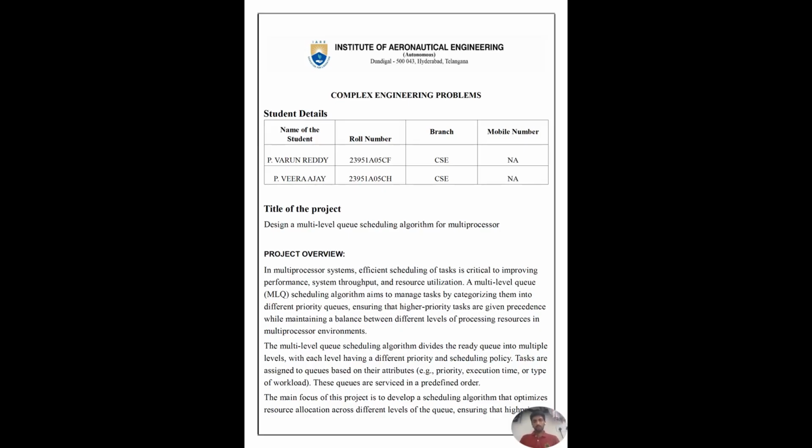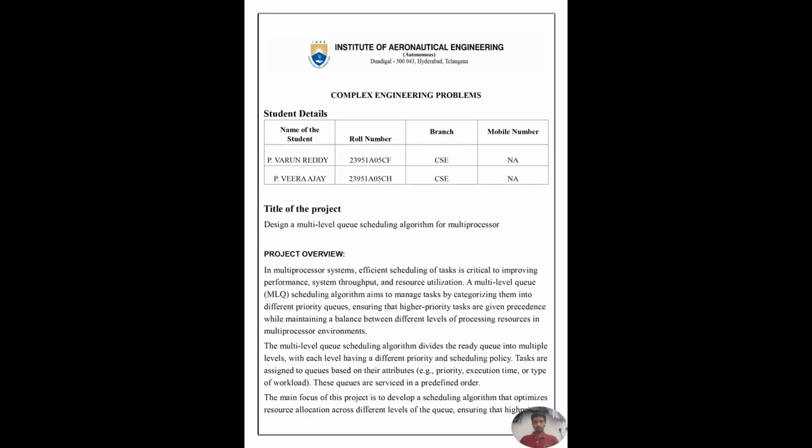What is the project overview of a multiprocessor system? Efficiently scheduling tasks is critical to improving performance, system throughput, and resource utilization. Multi-level queue (MLQ) scheduling algorithms aim to manage tasks by categorizing them into different priority queues, ensuring that higher priority tasks are given precedence while maintaining a balance between different levels of processing resources in multiprocessor environments. The multi-level queue scheduling algorithm divides the ready queue into multiple levels, with each level having a different priority.